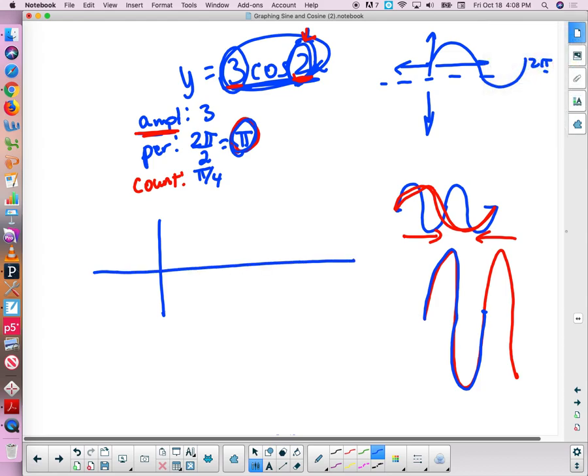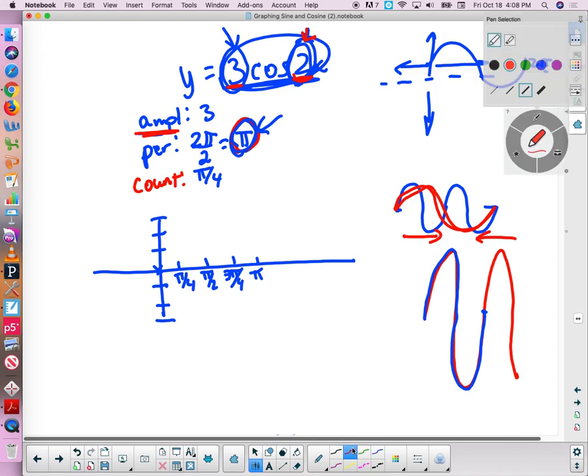We won't always start from 0, but we will right now. So I'm going to start at 0, and I'm going to count out 1 pi over 4, 2 pi over 4, 3 pi over 4, 4 pi over 4. Takes me out to a period of pi. Think to yourself before I graph it, how far up and down will I go? Now I've changed the amplitude, I'm going to go up and down 3.